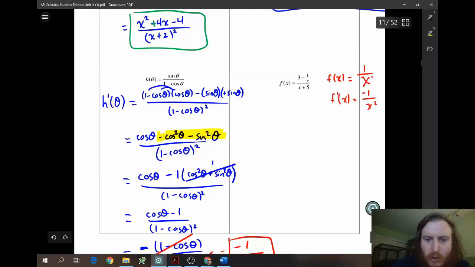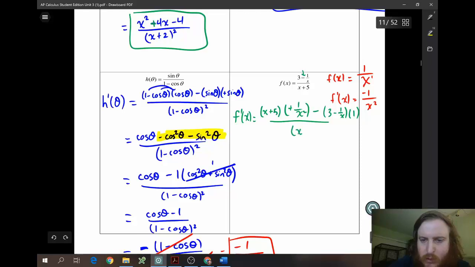So when we do this, f prime of x: low would be x plus 5. D high. Now for the D high, we're going to use that. There's already a negative here, so that's going to turn to positive 1 over x squared because of the double negative. Then minus 3 minus 1 over x times the derivative of low, which is 1. So minus high d low.